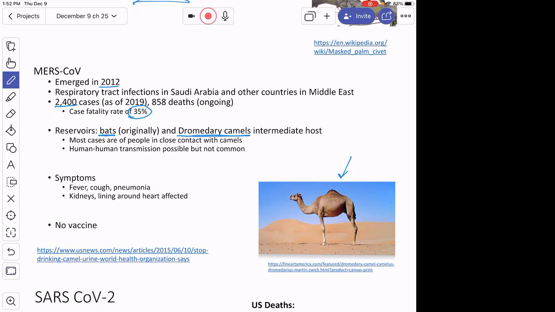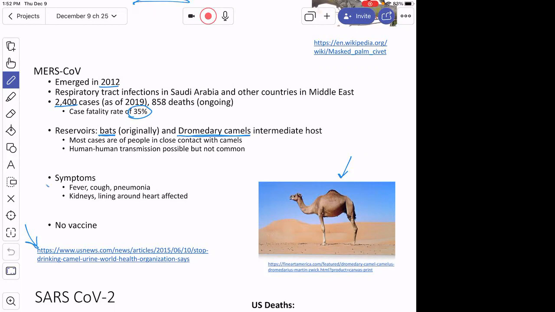So what they have done to try to mitigate the spread of this is regulate the movement of camels around the country. Camel handlers have to wear PPE to protect themselves. And there's also been laws about drinking unpasteurized camel milk, and also laws against drinking camel urine. Apparently that's a cultural thing there. If you don't believe me, there's an article there, you can read about that yourself. So they're trying to make it less common.